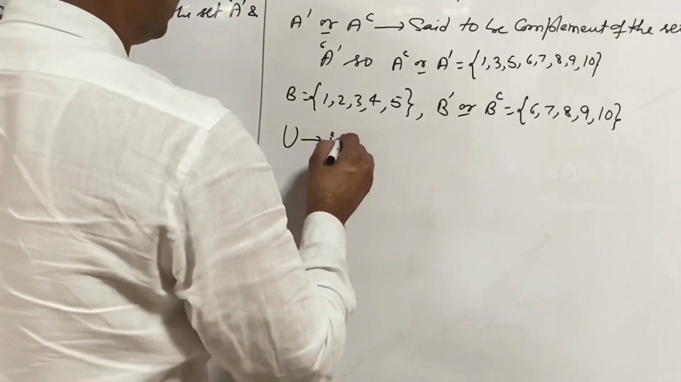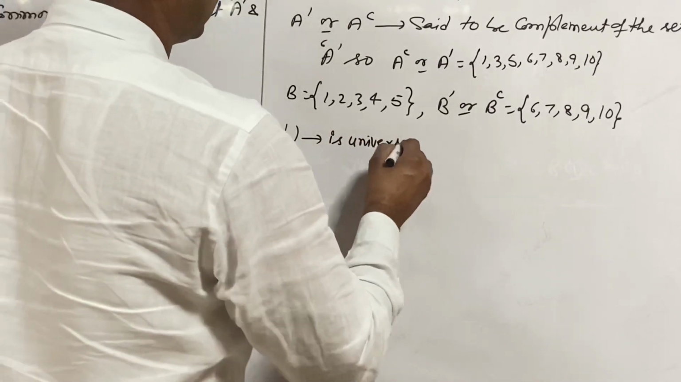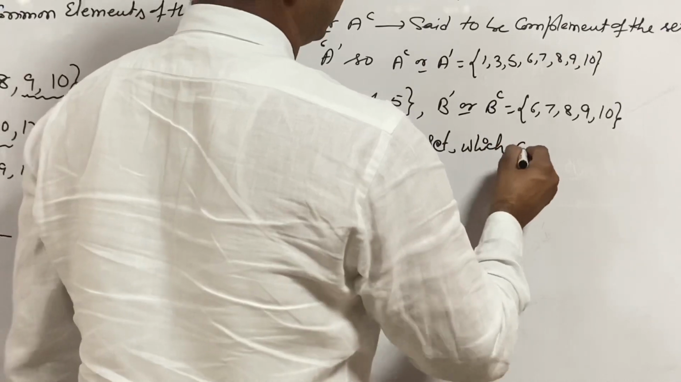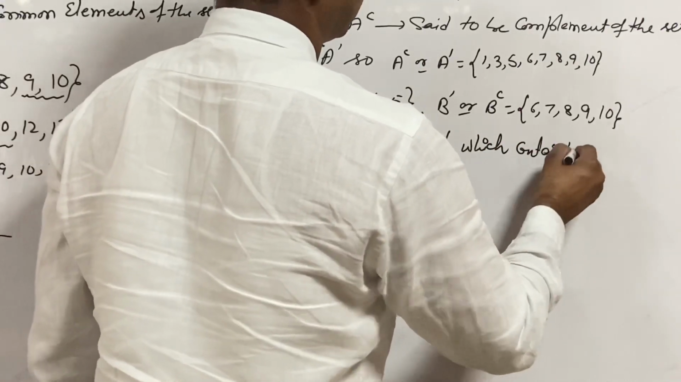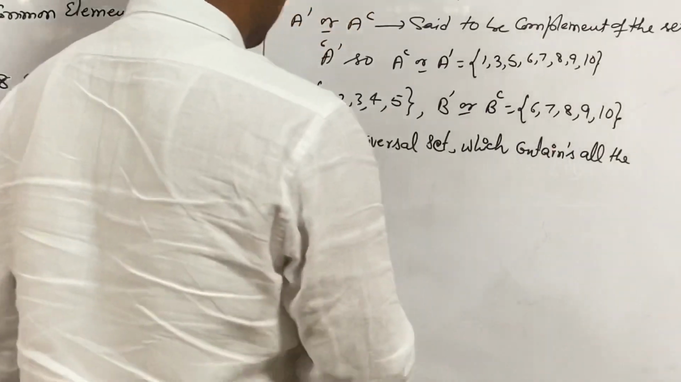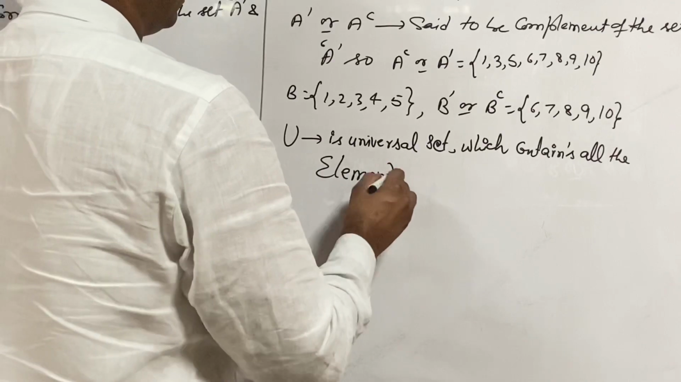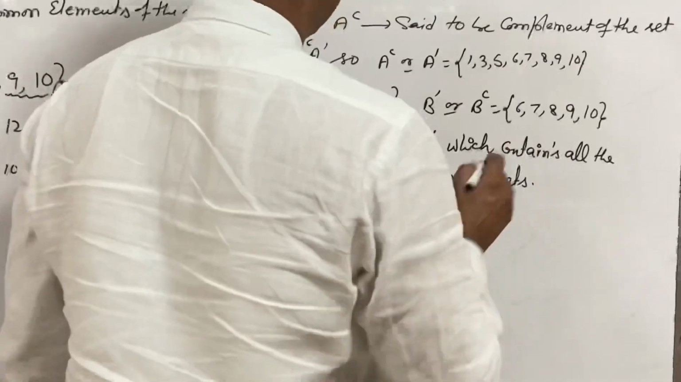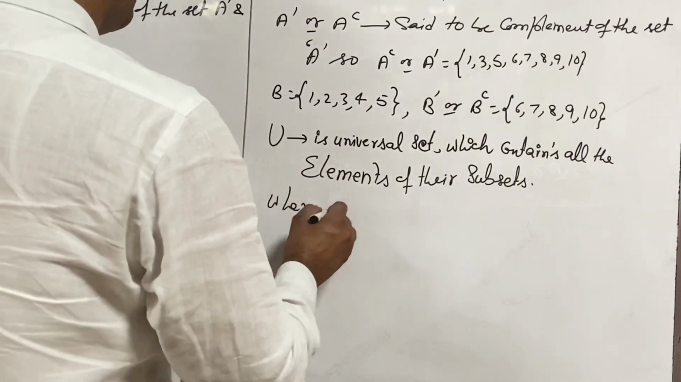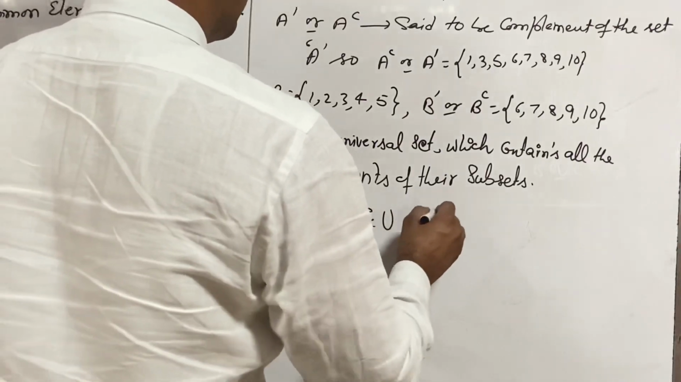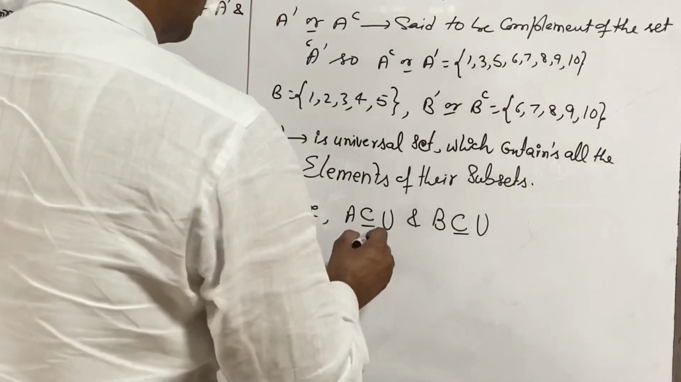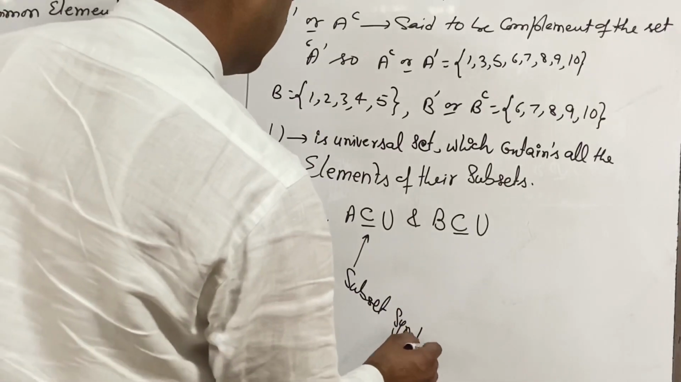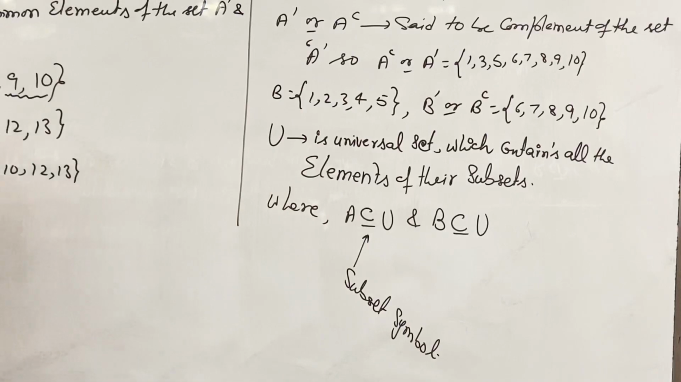After that, U is a universal set, which contains all the elements of its subsets, where A is a subset of U and B is a subset of U. This is a subset symbol. Now superset and subsets.